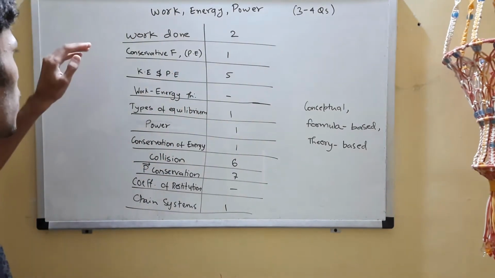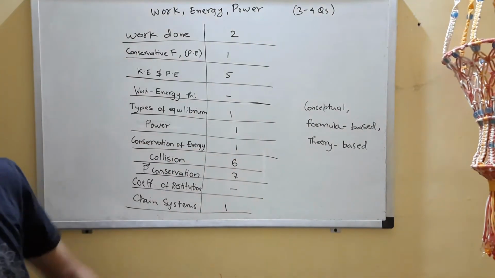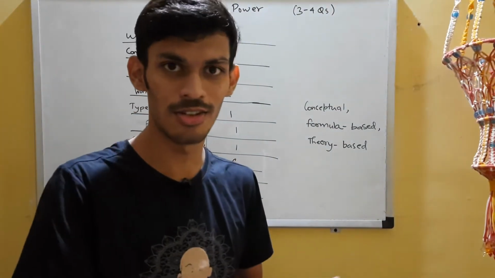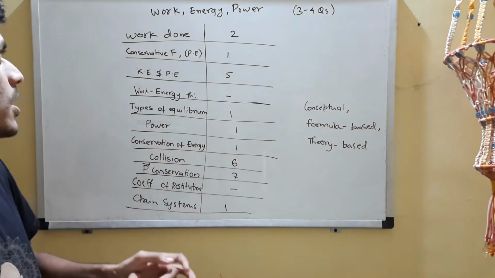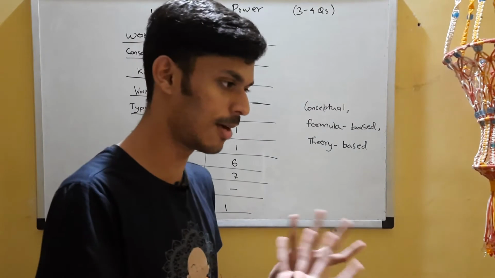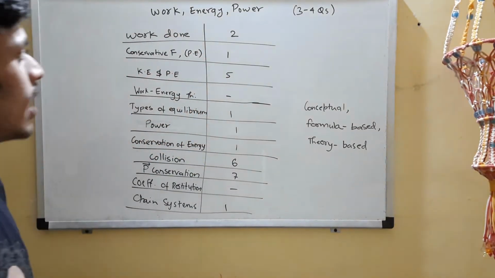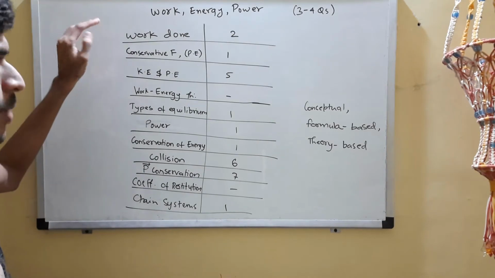Our topic number 1 is work done. You can see that only 2 questions were asked in the last 15 years, and these questions were majorly formula based. They asked you to use work done equals F dot D. So, formula based questions from this topic.